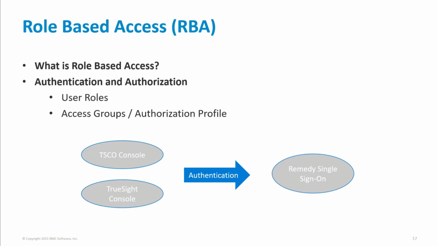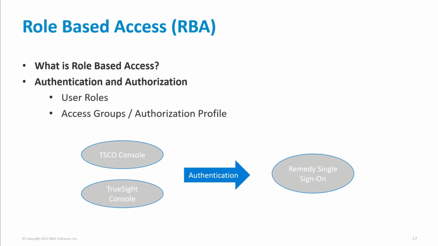Role-based access is an access policy based on user roles instead of user permissions. This is defined in different ways in each console, so the same user account may get different privileges. In the TrueSight Capacity Optimization Application Server, also known as the TSCO console, users are authenticated by the Remedy Single Sign-On server.